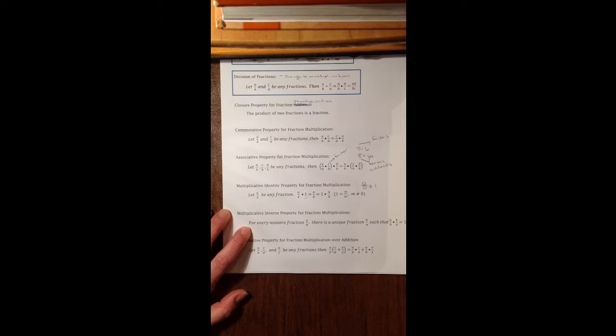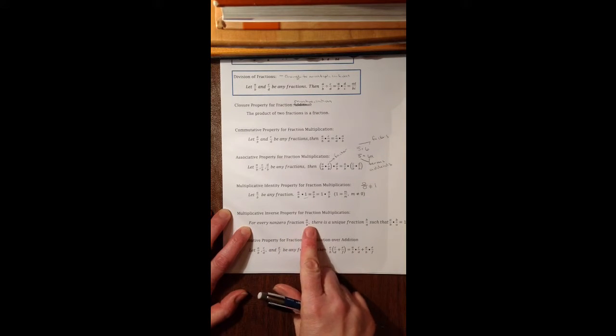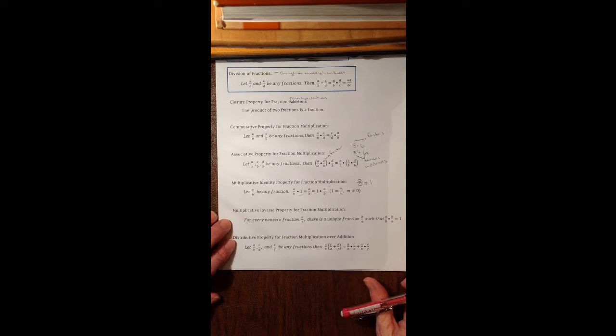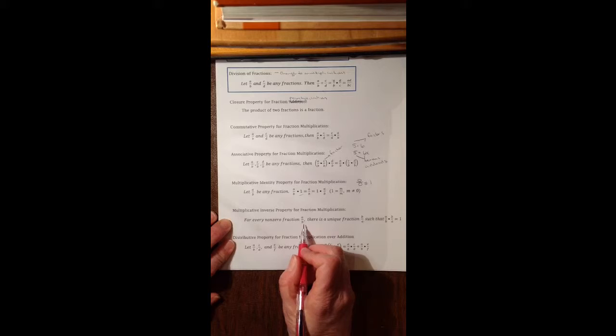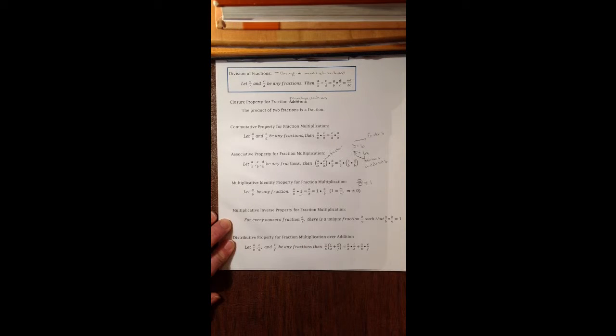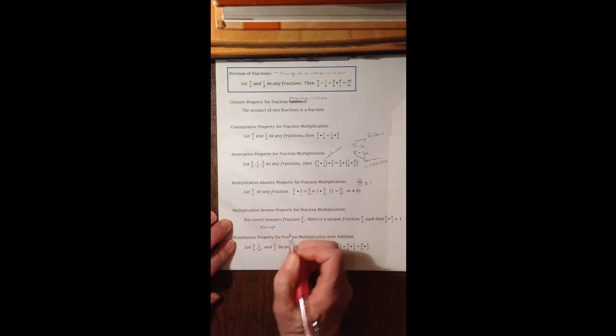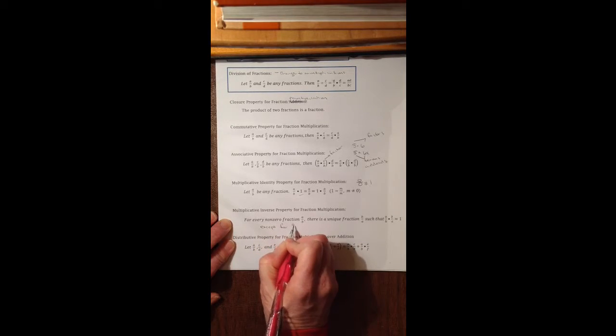The multiplicative inverse property says that for every fraction there will be another fraction such that they will multiply to 1. That's what's in the book, and what I want to add to that is, hopefully you know where I'm going already, but there is one number that can be written as a fraction that does not have an inverse. So I would add this, even though it's not in the book, except for 0 over b.